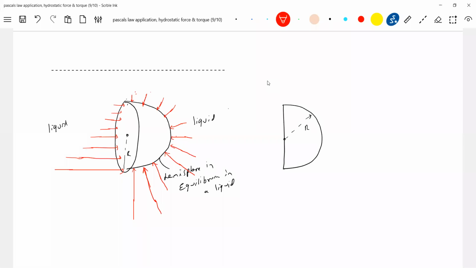Okay, this is what happens. Now I say that the hemisphere is in equilibrium in a liquid. So the net force on it along X must be 0. The net force on it along the Y-axis should be 0. Will I agree? This is very important. So what are the forces now? If you look at this, the net force on the X-axis and Y-axis must be 0.